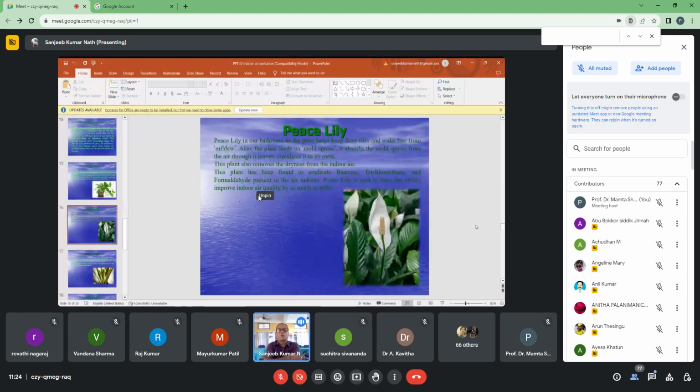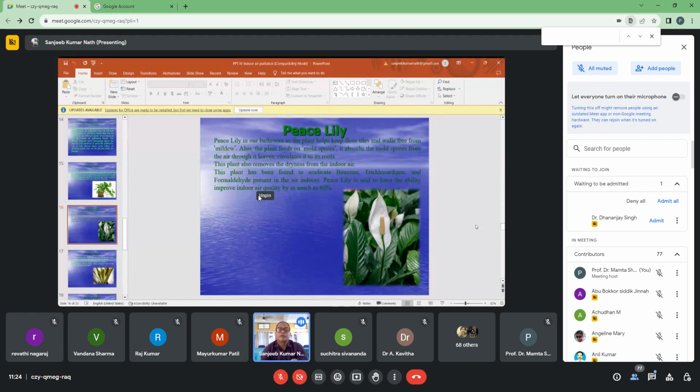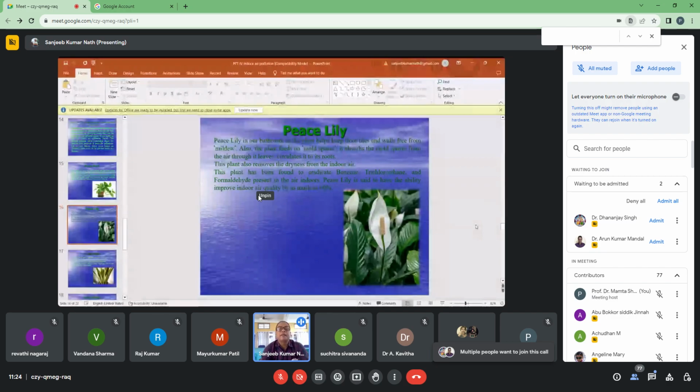Next, we can talk about the peace lily. Peace lily in our bathroom helps to keep floor tiles and walls free from mildew. Also, the plant feeds on the mold spores. It absorbs the mold spores from the air through its leaves and circulates them to its roots. The plant also removes the dryness from the indoor air. The plant has been found to eradicate benzene and formaldehyde present in the air indoors. Peace lily is said to have the ability to improve air quality by as much as 60%. So it's a very important plant.